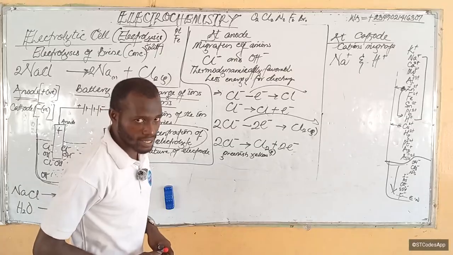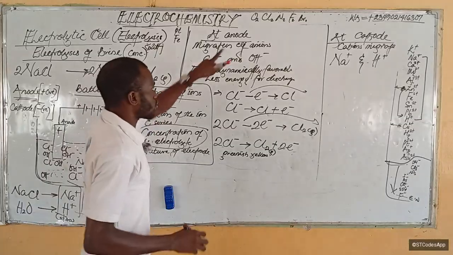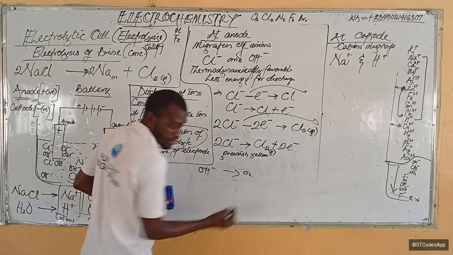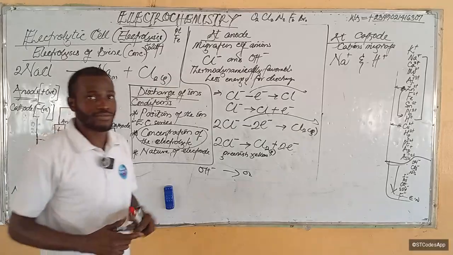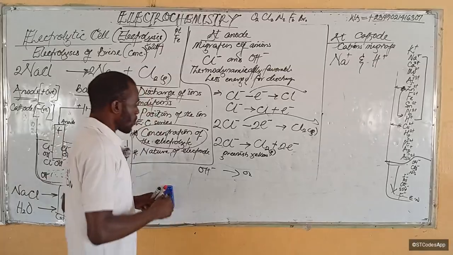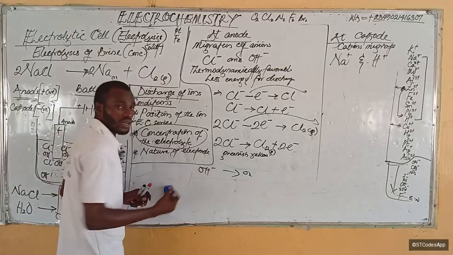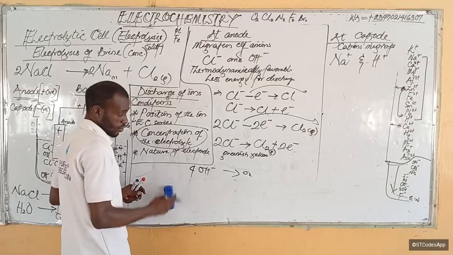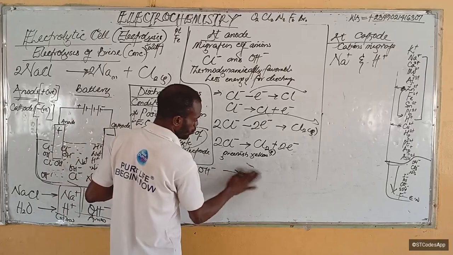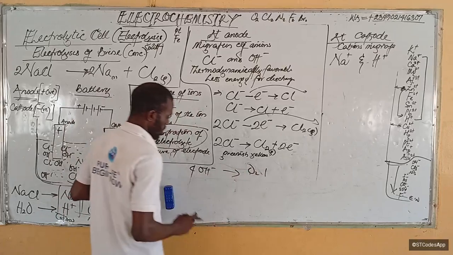Meaning that in a dilute case, the reverse would be the case. So in this case, we'll discharge OH minus, meaning that oxygen will be formed. Now this is it. If you want me to release a video on electrolysis of acidified water, I'm going to do it. It's very simple. What will happen is that oxygen will be ejected from here. Oxygen will be produced from here. So that will give you O2.